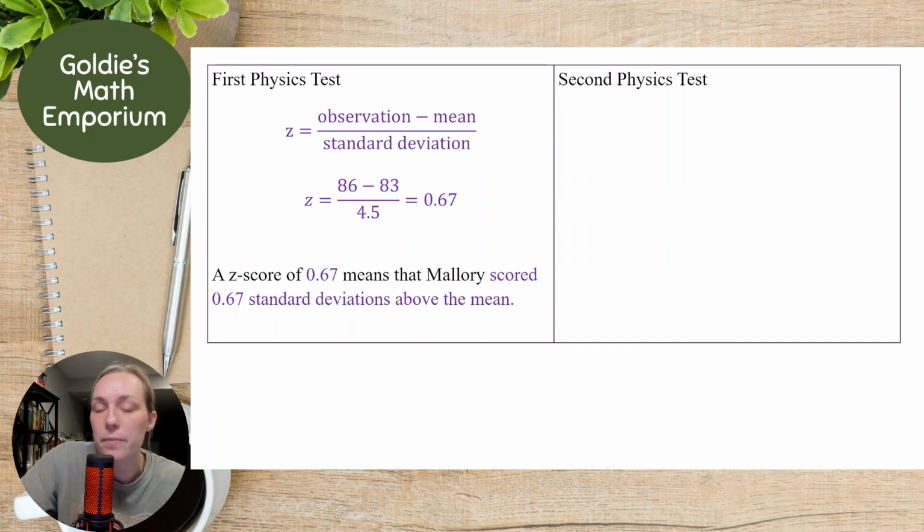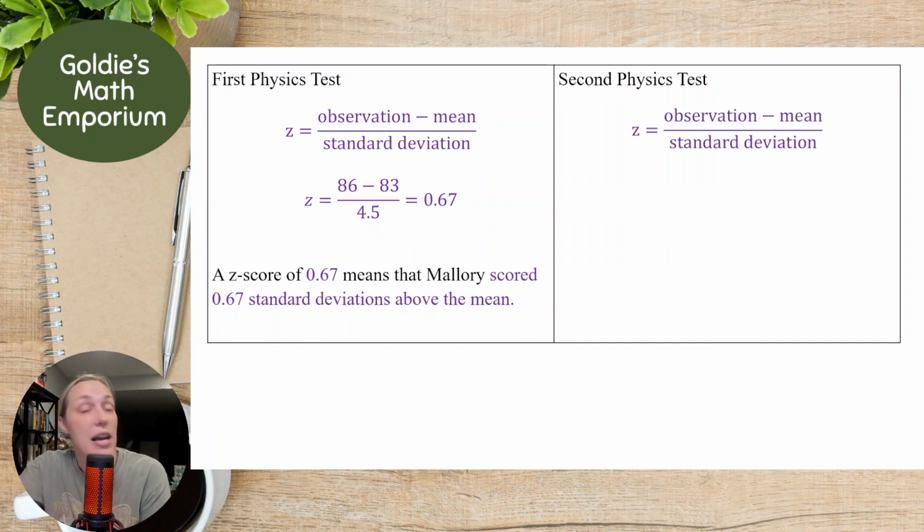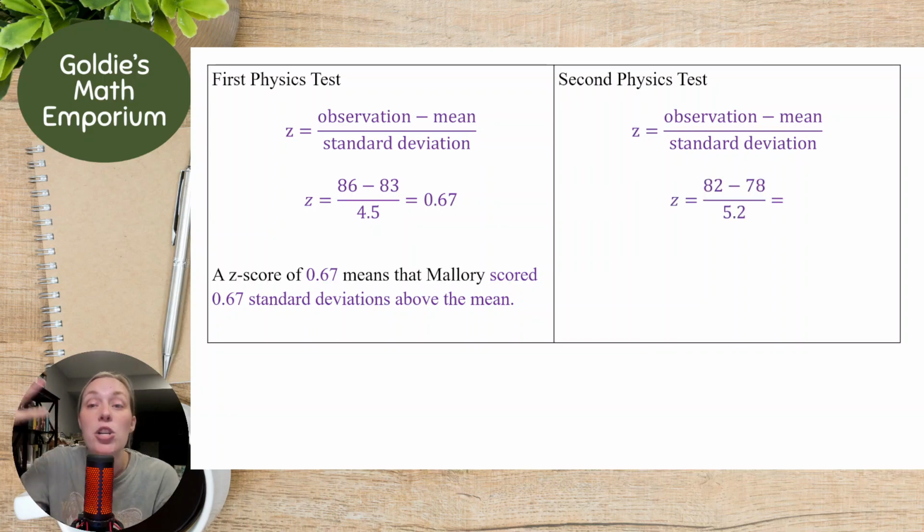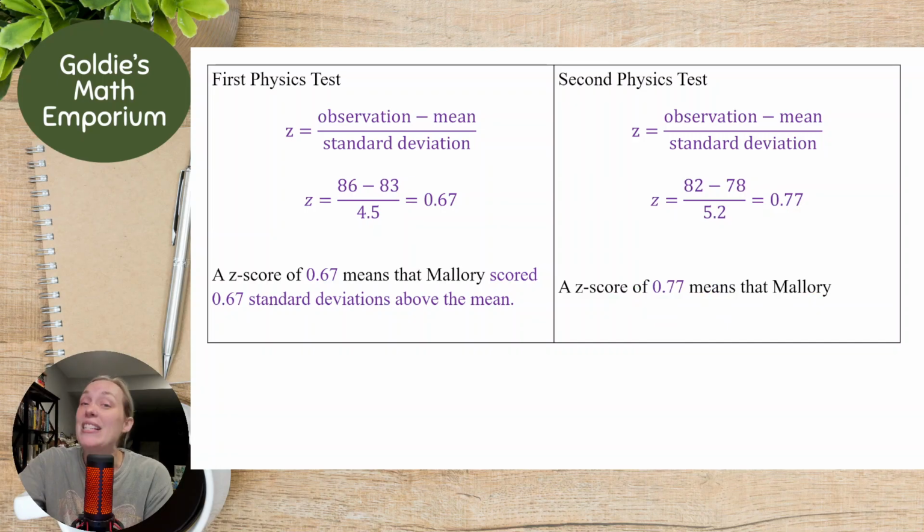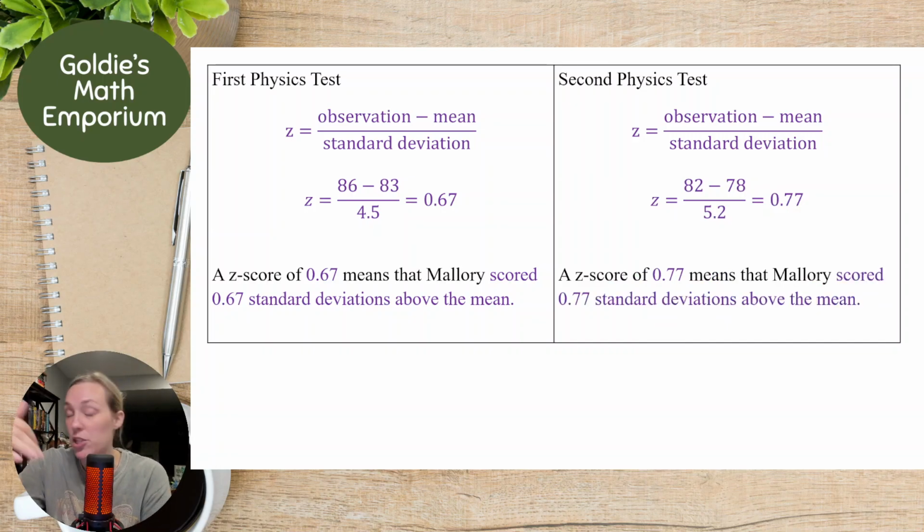That was her score. Let's compare it to the second physics test. We're going to do the same calculation, just with different values because we have a different data set. So we have 82 now on our second physics test. We subtract 78 and we divide by 5.2. That gives us 0.77 as a z-score. And a 0.77 means that Mallory scored 0.77 standard deviations above the mean. So with both of those tests, she scored above the mean.